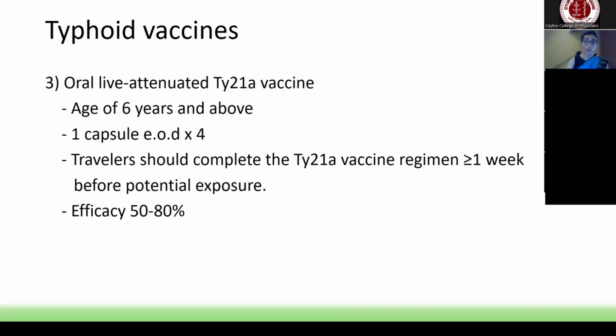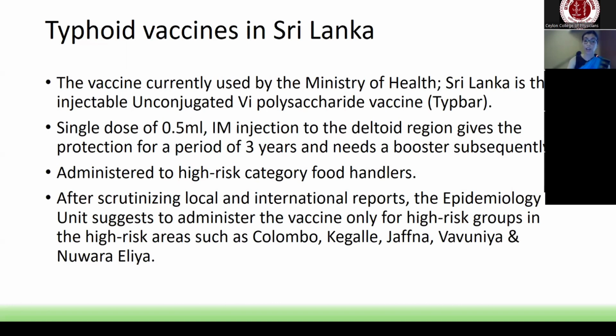There is also an oral live attenuated vaccine, but it can be used only after the age of 6 years. It is a capsule, and the traveler should complete the vaccination regimen 1 week before potential exposure, and the efficacy is 50 to 80%. In Sri Lanka, the vaccine currently used by the Ministry of Health is the unconjugated Vi polysaccharide vaccine I mentioned first.